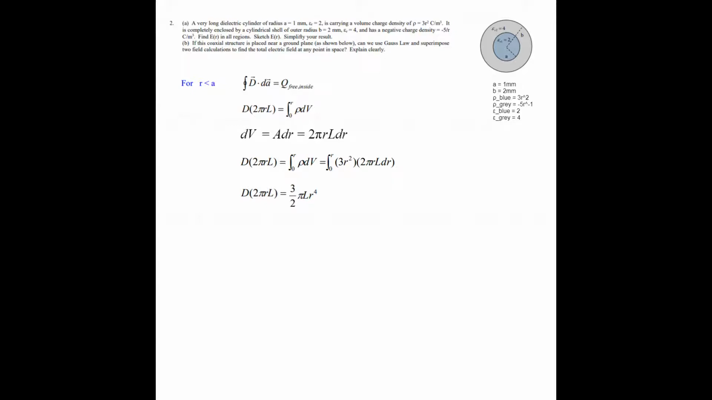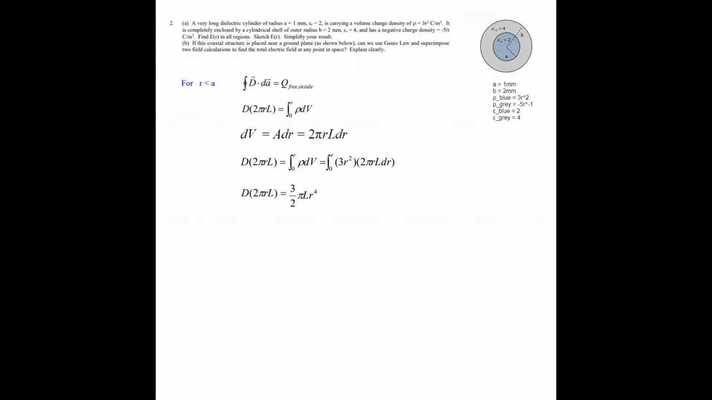Because that's in the first line, we haven't really tampered with anything. We've only manipulated that side. We haven't transferred anything from side to side. That 3/2 pi L r to the fourth is the Q free inside. So that's going to be useful for us later on.